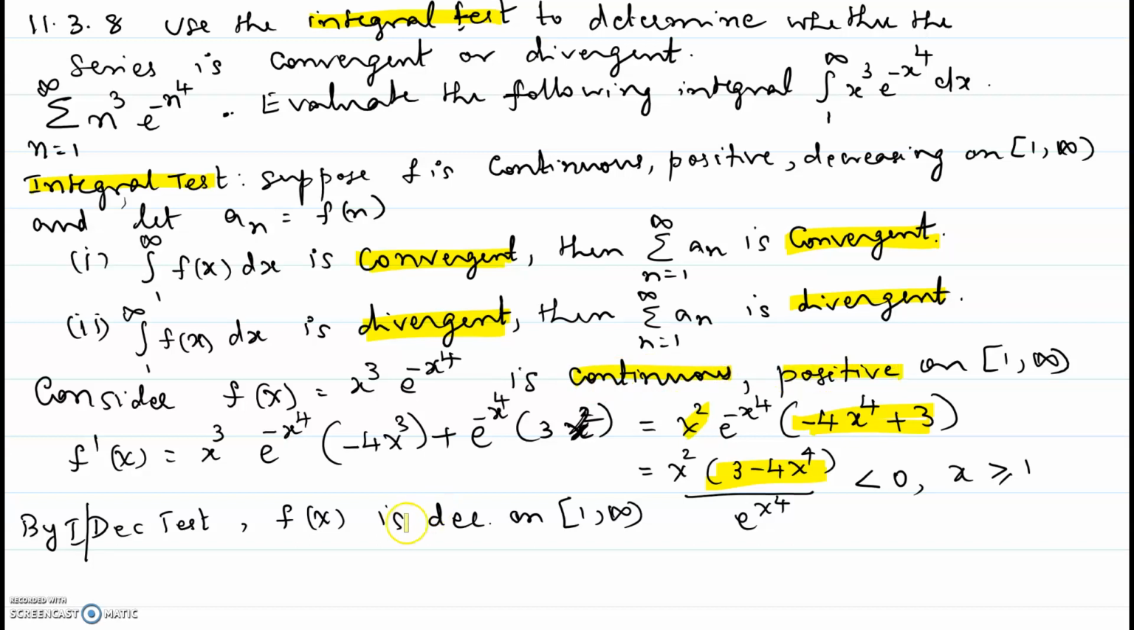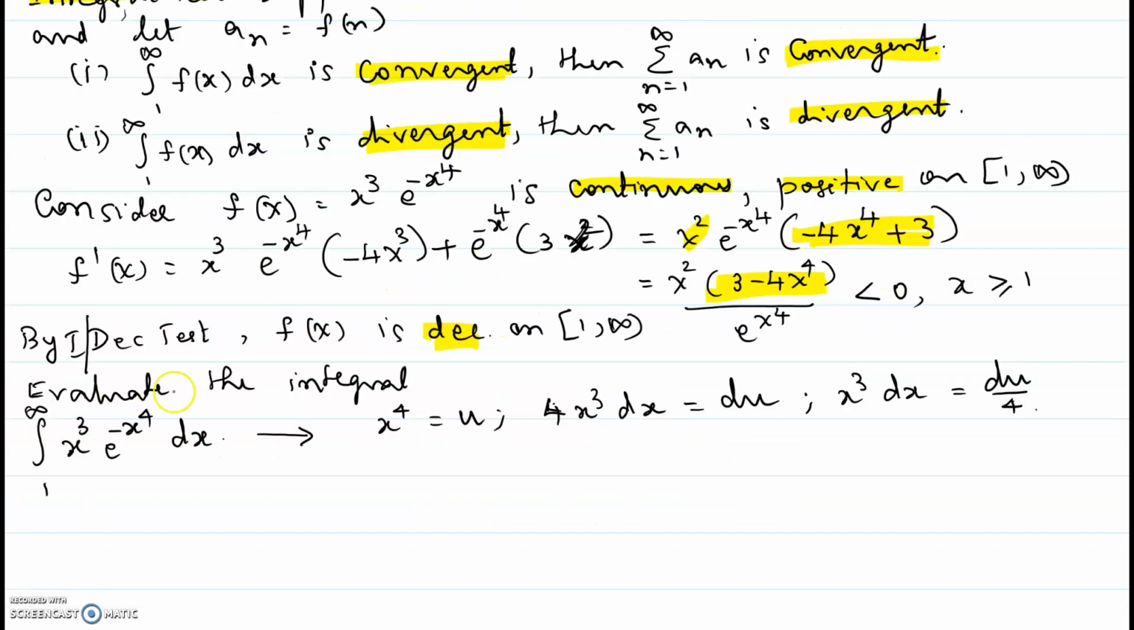Now we are also proving that it is decreasing on the interval 1 through infinity. So it satisfies all the requirements of the integral test. Now all we need to verify is whether the improper integral converges or diverges. Now we'll evaluate the integral from 1 through infinity of x cubed e to the negative x to the power 4 dx.